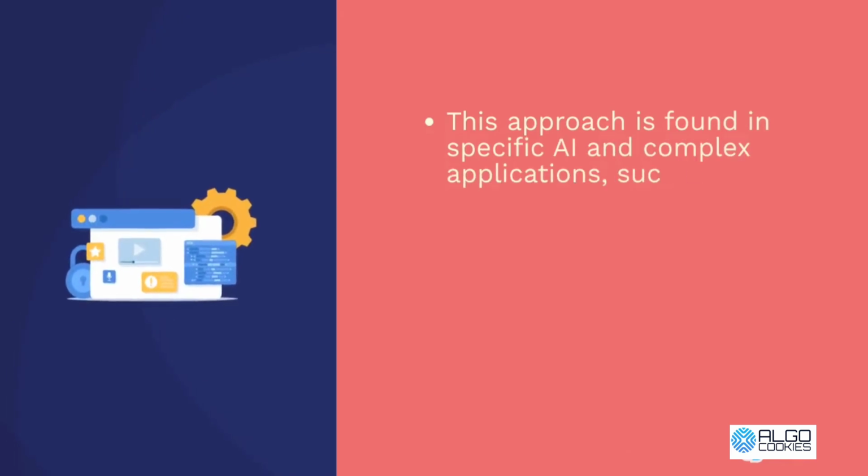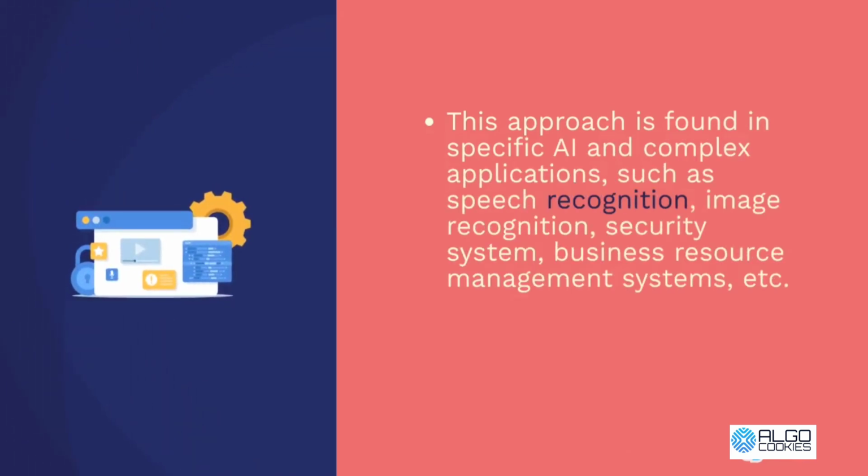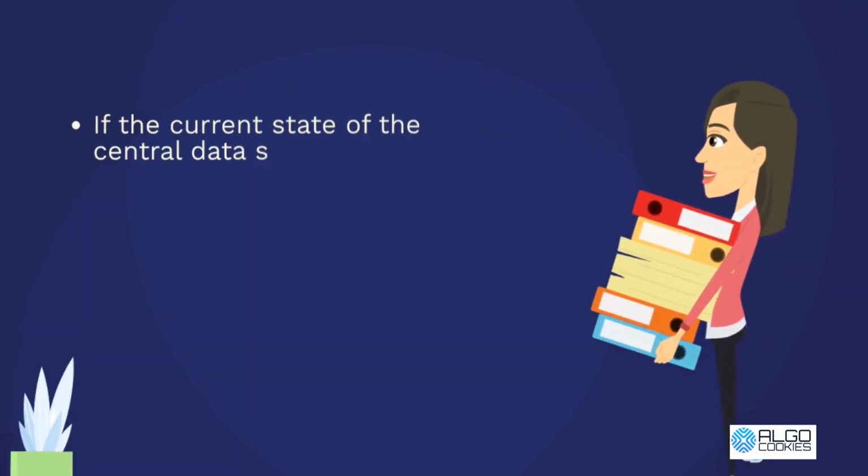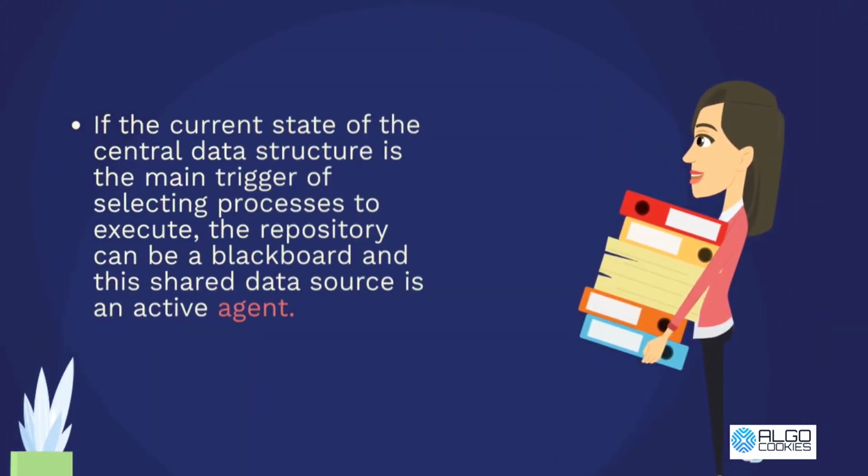This approach is found in specific AI and complex applications, such as speech recognition, image recognition, security system, business resource management systems, etc. If the current state of the central data structure is the main trigger of selecting processes to execute, the repository can be a Blackboard and this shared data source is an active agent.